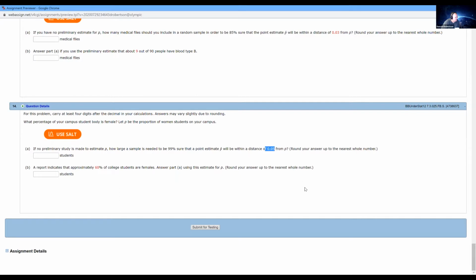You want me to do the last one? Okay, so I'm just going to write the numbers down here. They want me to get a margin of error of 0.05, which is essentially 5%.